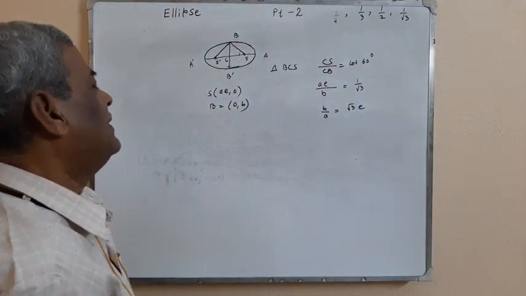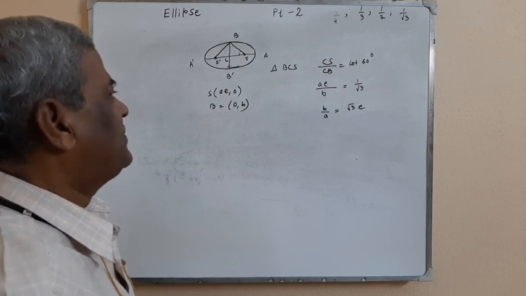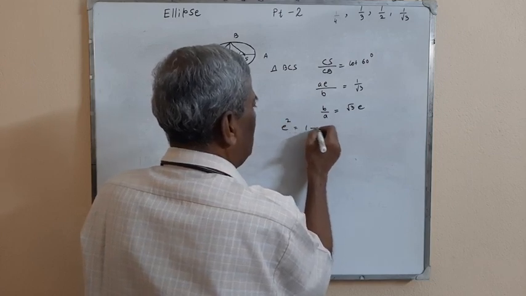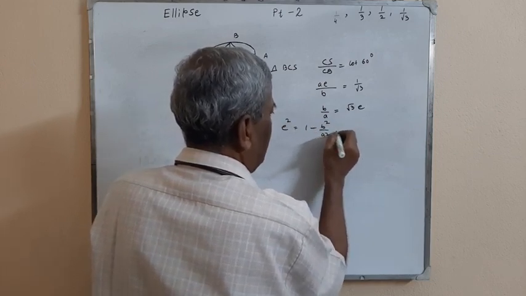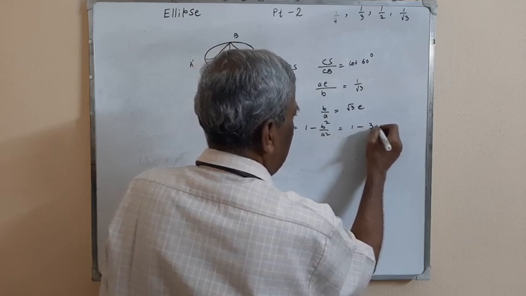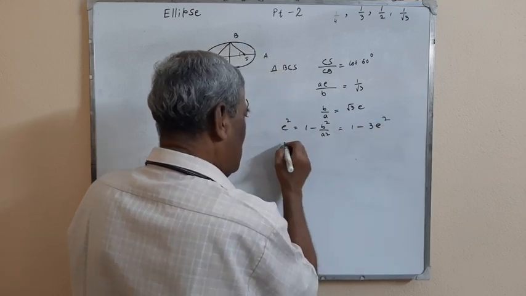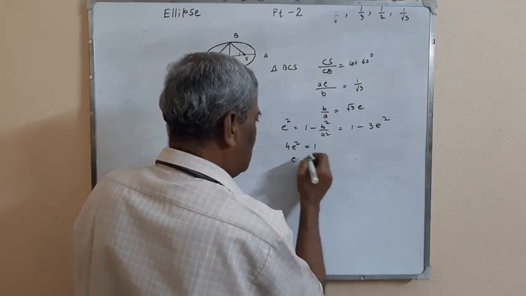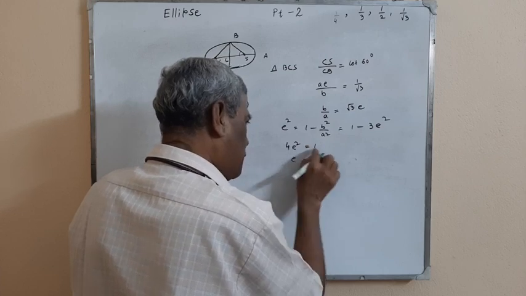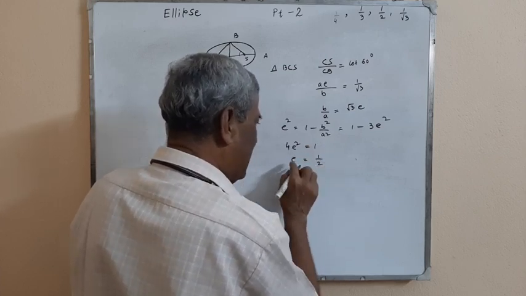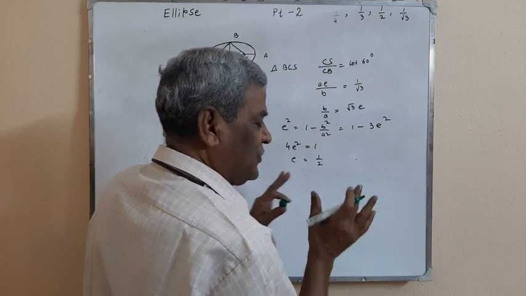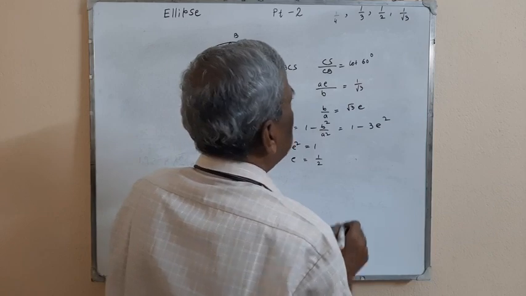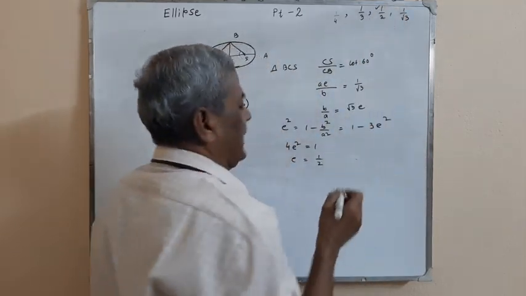We have to find the eccentricity of the ellipse, and the formula is E square is equal to 1 minus B square by A square, which is 1 minus 3 by 4, so that is 1 by 4. So E is equal to root of 1 by 4, so 1 by 2, not plus minus. Mind that eccentricity is a ratio of lengths, so it is positive. So it is equal to 1 by 2. So option C is correct.